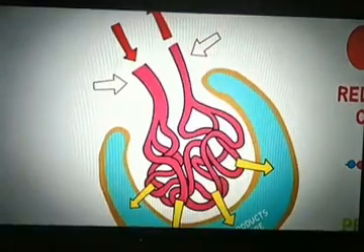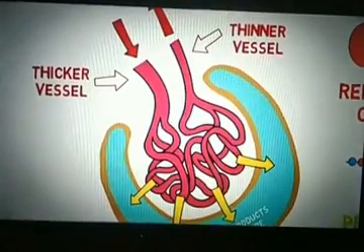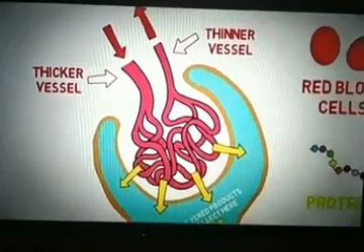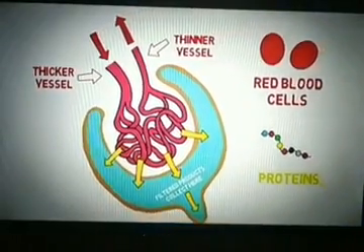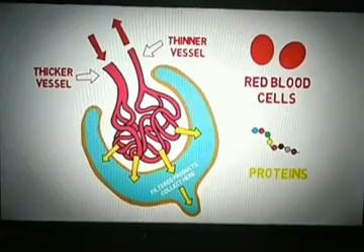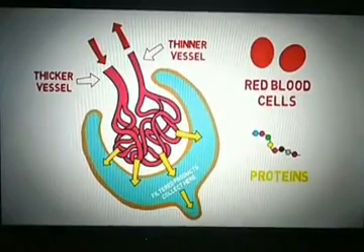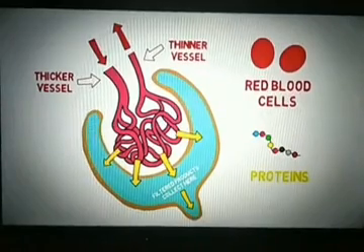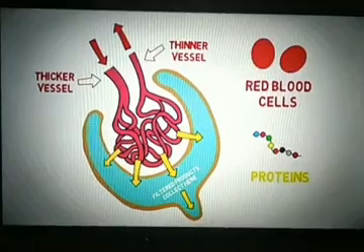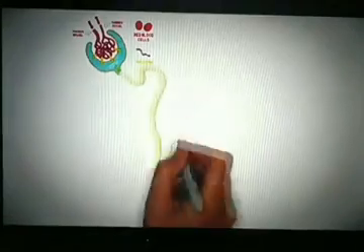Also, one important thing you should note here is the difference in the diameter of the afferent and efferent blood vessels. The afferent has a larger diameter and the efferent blood vessel has a smaller diameter. That's why pressure is created inside the glomerulus, which provides the driving force that makes this filtration possible. The kidneys can adjust the rate of glomerular filtration because of some hormones, and because these two diameters can be adjusted.